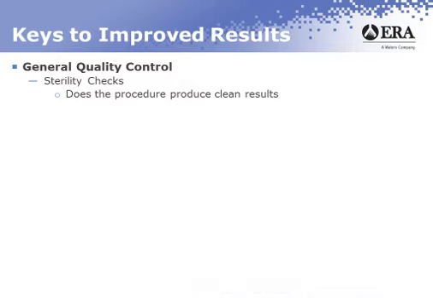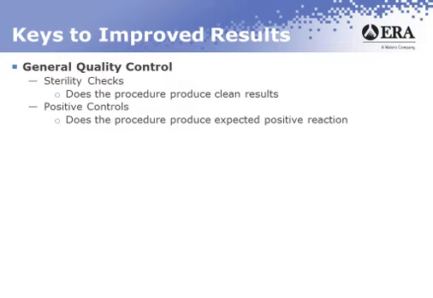The next area would be positive controls. For each new batch of media and method apparatus, you should check the analytical procedure by testing a positive control to demonstrate that the media produces the expected reaction to the organisms under test.